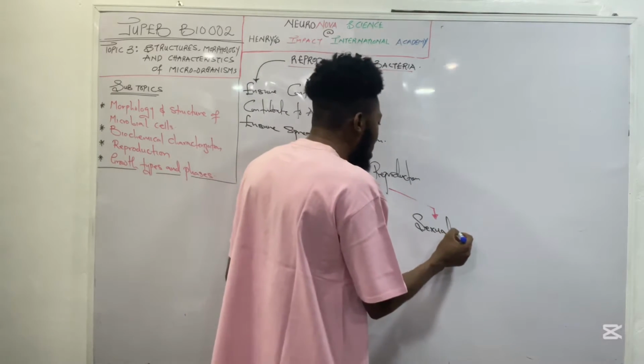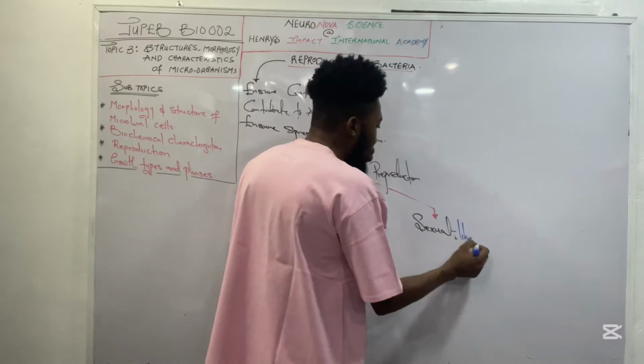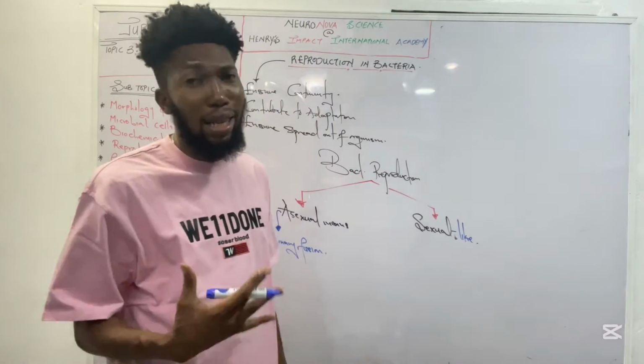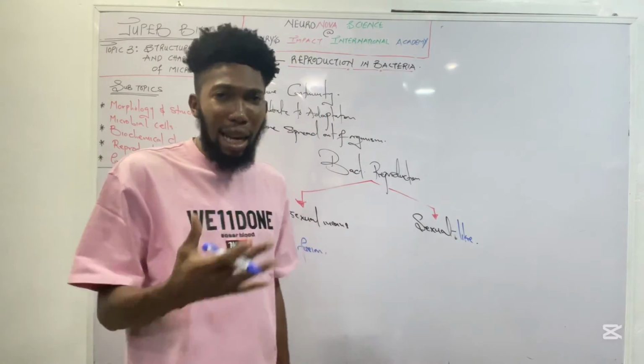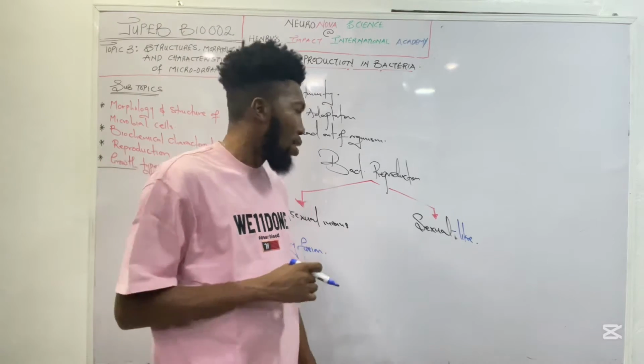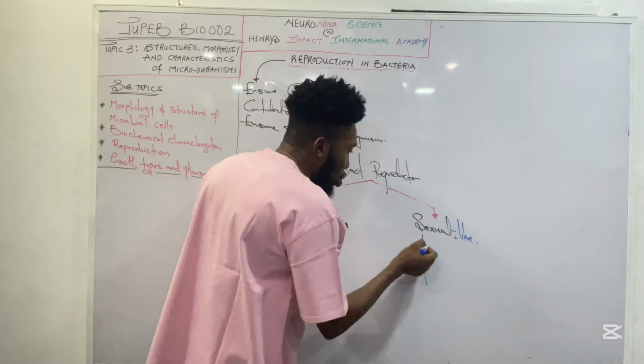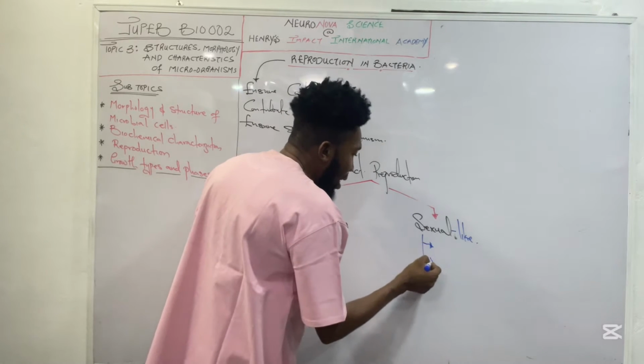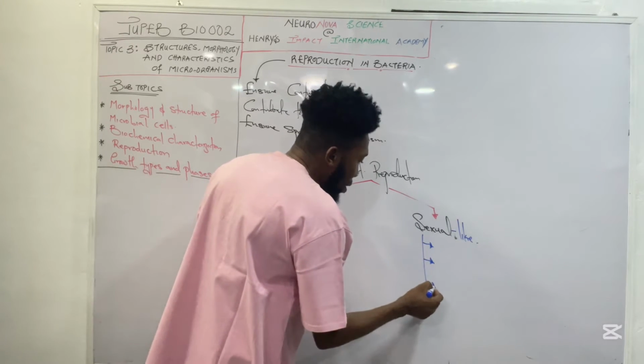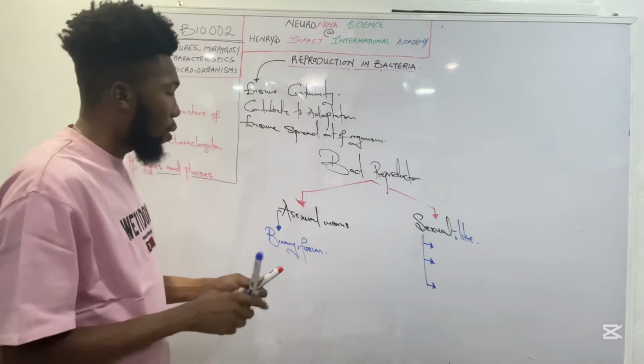And then the sexual reproduction, we can't call it basically sexual. You see us write it as sexual-like reproduction. Yes, because there is no true exchange of gametes, but there is exchange of genetic materials. So in this aspect, there are three major kinds of sexual-like reproduction that we will be discussing in this aspect of bacterial reproduction.